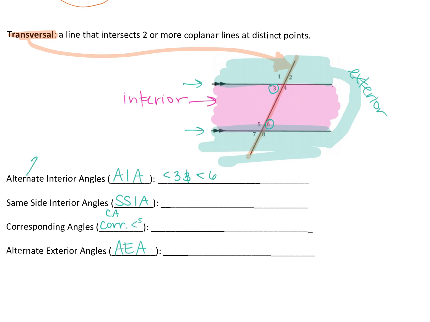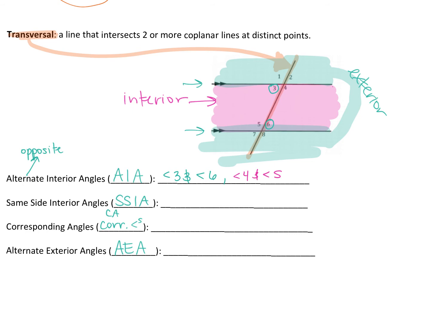When you see the word alternate, think opposite, okay? They're on opposite sides of the transversal. So opposite sides of the line that's cutting through, but inside the 2 parallel lines, or the other 2 lines that may or may not be parallel. So 3 and 6, and then the other one is 4 and 5. Okay, so those are alternate interior.